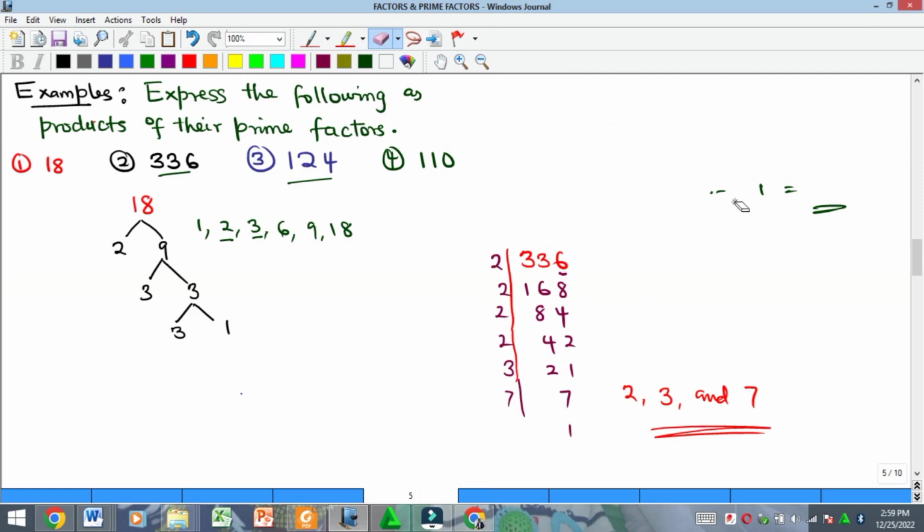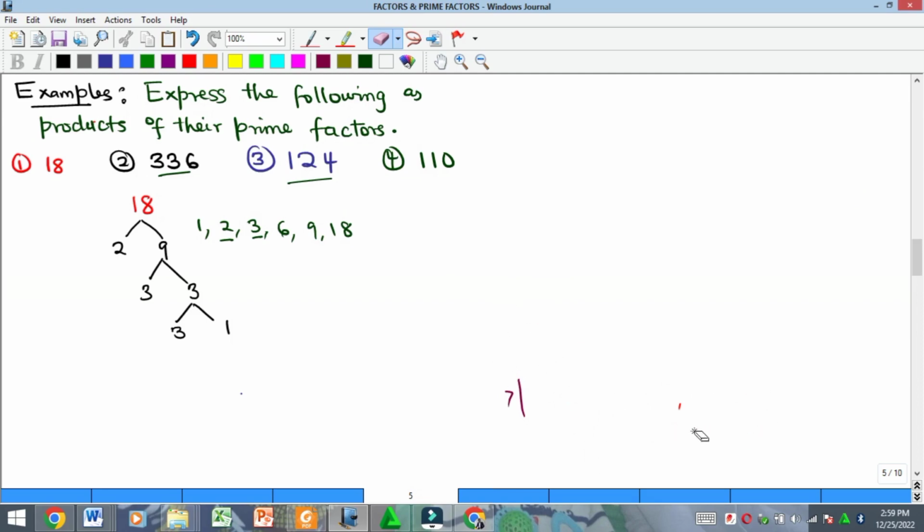Okay, and now having seen how to get the prime factors of numbers and all the factors of numbers, let's now quickly see how to get the prime factorization, or the expression of numbers as a product of their prime factors. That's what we want to quickly look at now. Okay, so we begin with these examples here.